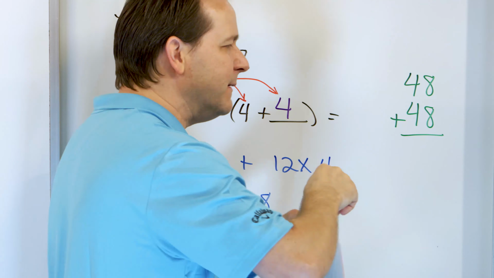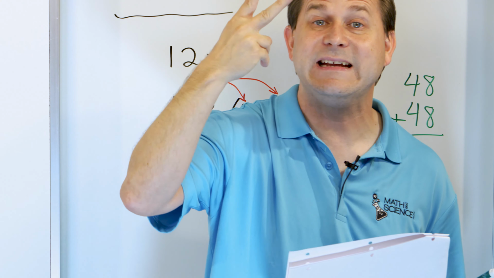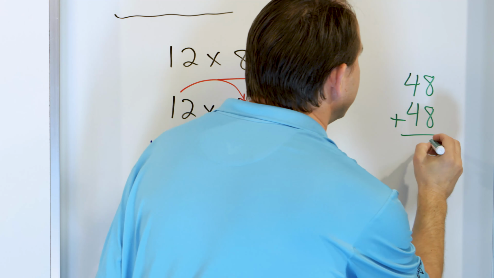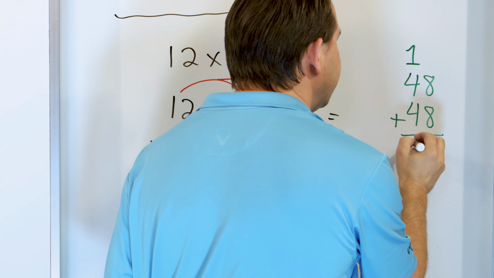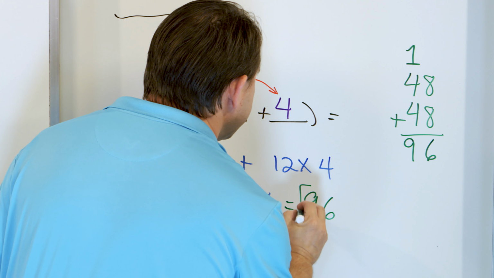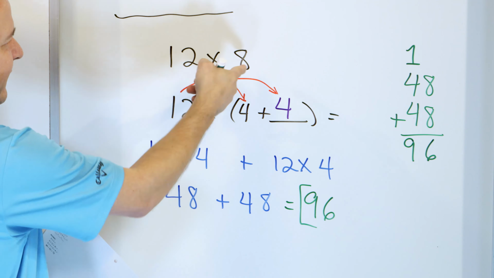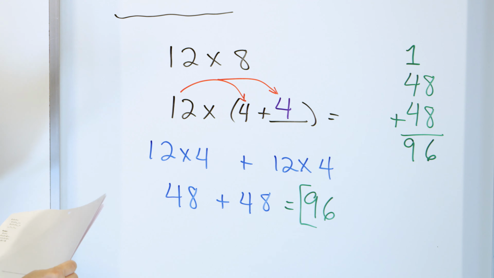8, let's go up 8 more. 9, 10, 11, 12, 13, 14, 15, 16. So we get a 6, we carry a 1, 4 plus 4 is 8, plus 1 is 9. So the answer we get is 96. And we know that 12 times 8, or 8 times 12, is 96, exactly what we got for our answer there. So we know we got the right answer.